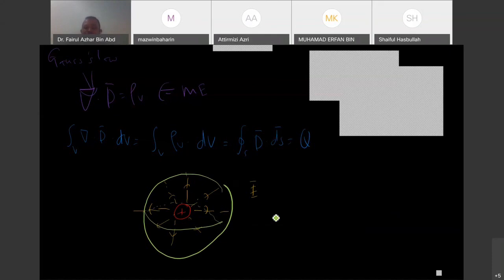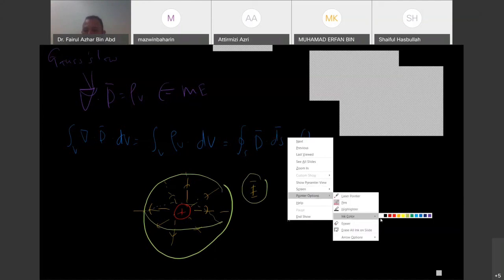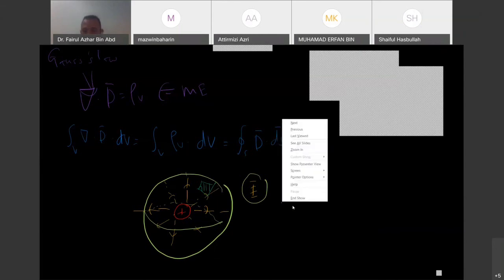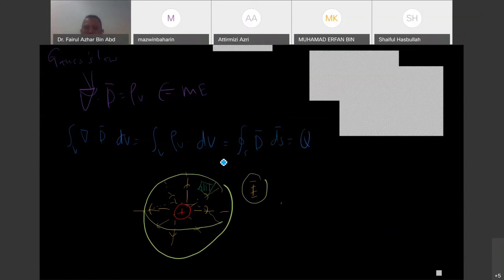In this case, we need to find the expression for E. The difference between Coulomb's law and Gauss's law is that the expression we are going to derive is based on a certain area. Let's say this is our area. Then, instead of E, because in Gauss's law we deal more with the flux, we will have the vector D here.